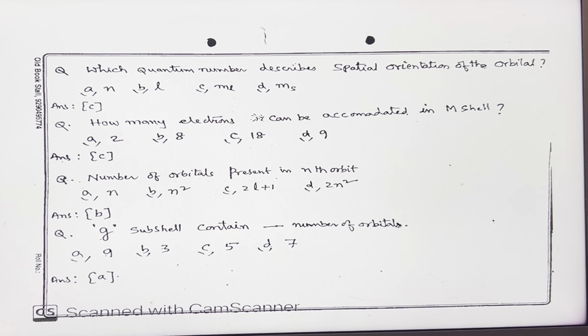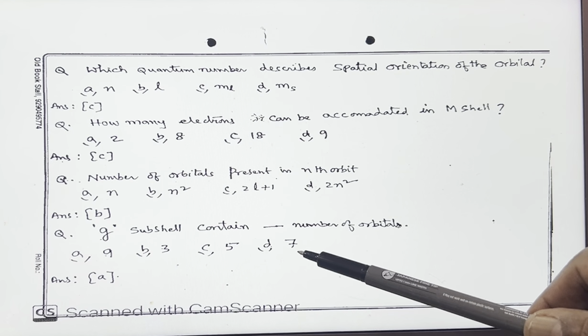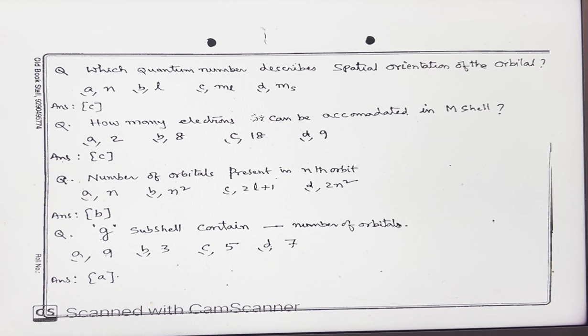Next question is, G subshell contains dash number of orbitals. We know S, P, D, F, but the G is there, S, P, D, F, G. G subshell contains how many orbitals? If G subshell is assumed to be there in an atom, how many orbitals does it contain? 9, 3, 5 or 7. So 9, that means A is the correct answer.